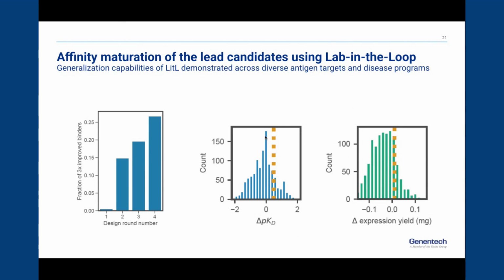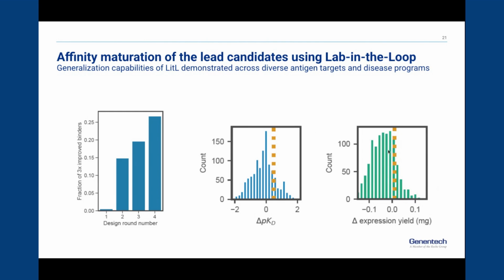If you look at the middle plot, this is showing, from all of the designs from all these targets and different campaigns, the difference in pKD between the designs and the seed. As a dashed vertical line, you see the things that are 3 times better. Number 2 here indicates 100 times better. Remember, this is in a log scale. So as you can see, not only did we manage to design a lot of antibodies that are 3 times better, but we are also good at designing antibodies that are better than 3 times, right?